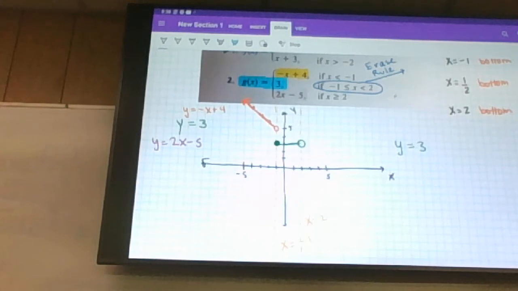We're supposed to write that. Oh, you started it. Way down here, so -5. Up 2 over 1.